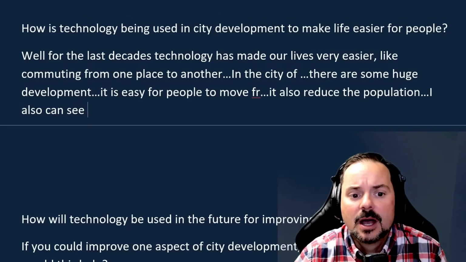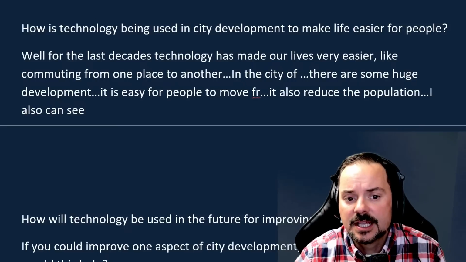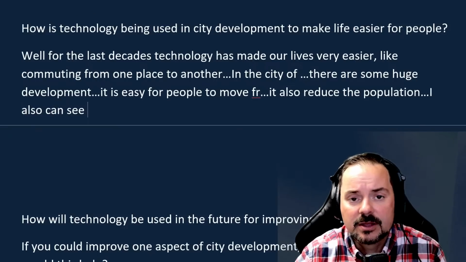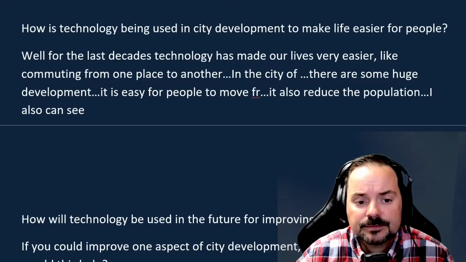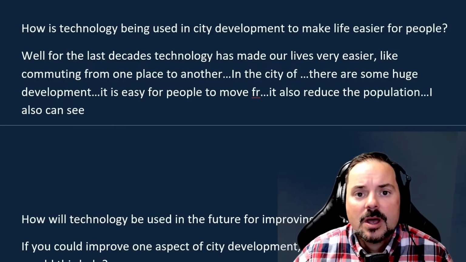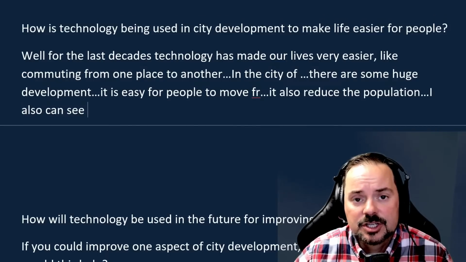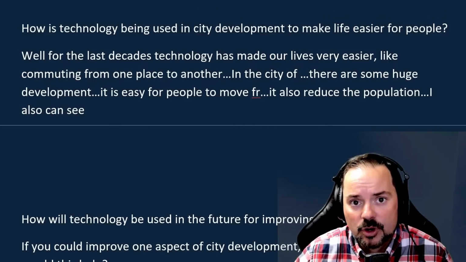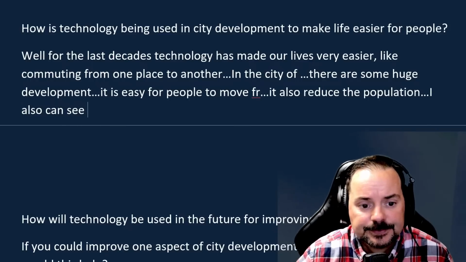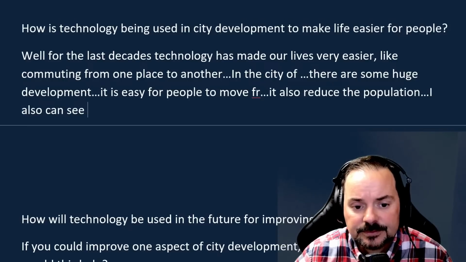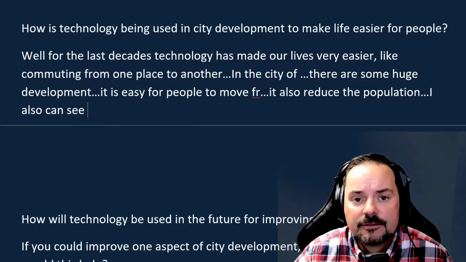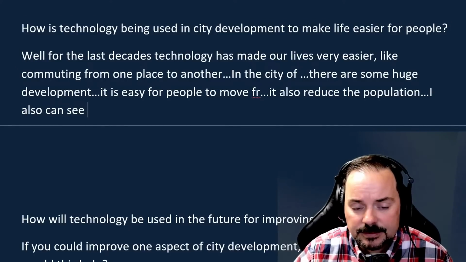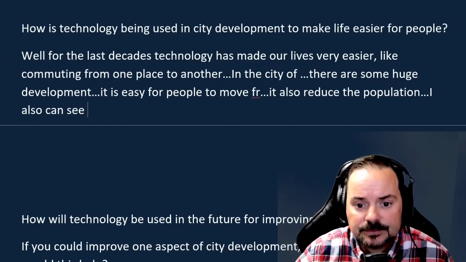Just repeat after me. Technology has been used in cities over the past 20 years to make lives for people very convenient. A lot of new infrastructure has been built, such as new buses and trains that get people from their home to their work quickly.